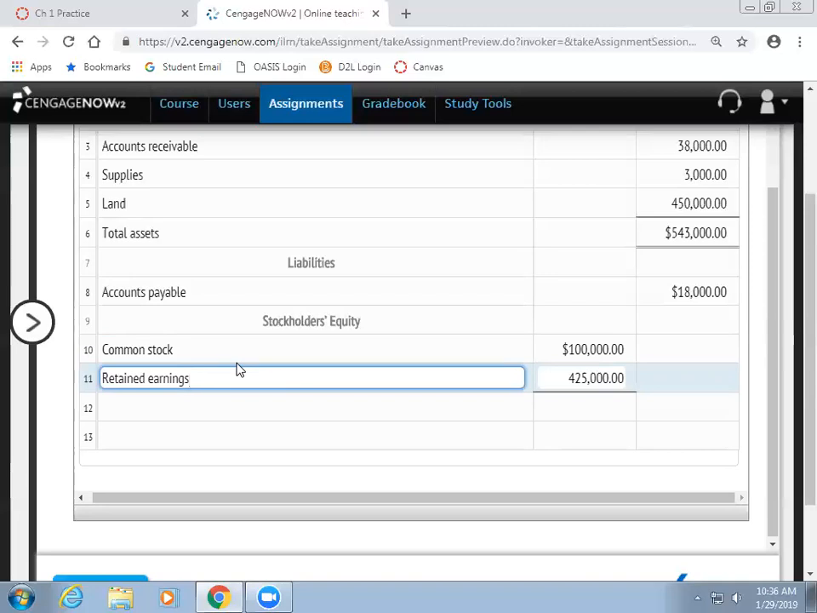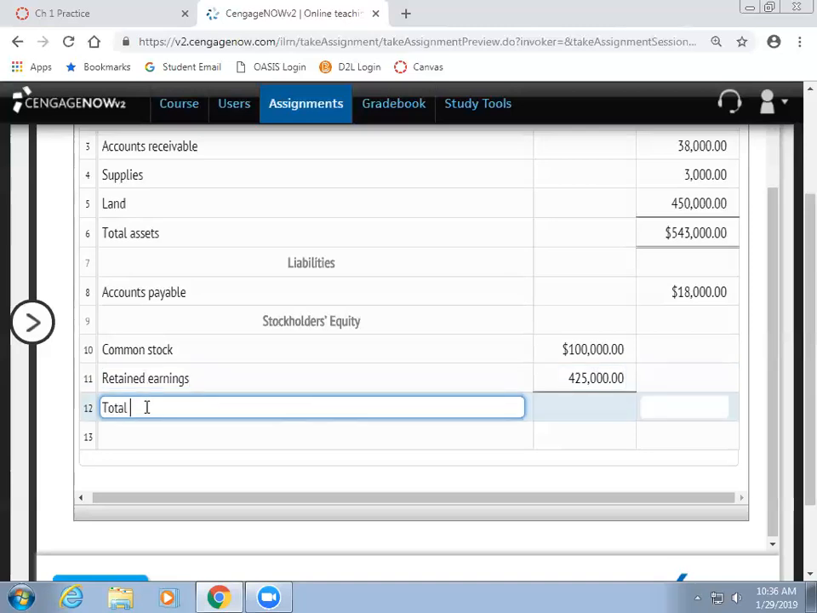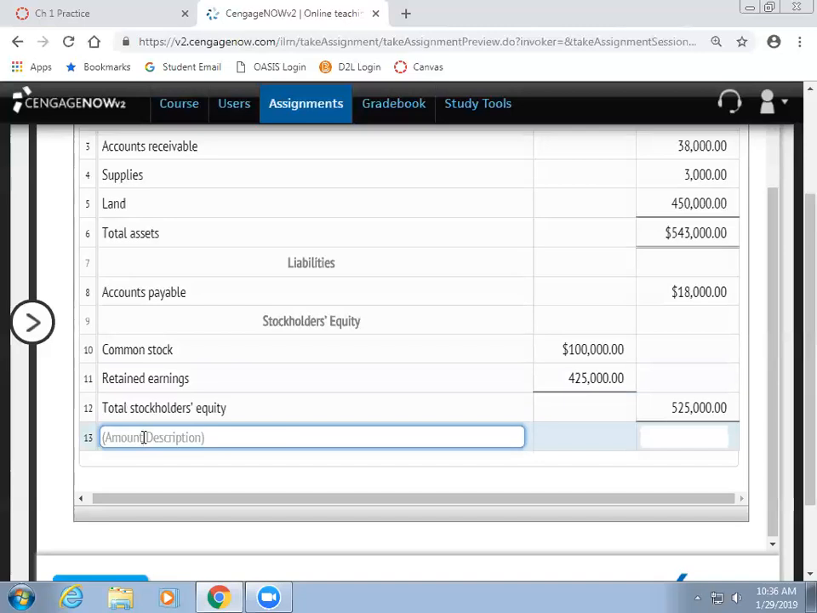Again, just a heads up on your homework, you may have to calculate retained earnings. So you may actually have to take beginning retained earnings plus net income. So you'd have to calculate net income and then subtract out dividends, okay? But we had done these same numbers on the previous one. So common stock plus retained earnings on line 12 is going to be total stockholders' equity. Total stockholders' equity, which is just the two of those added up, so 525,000.